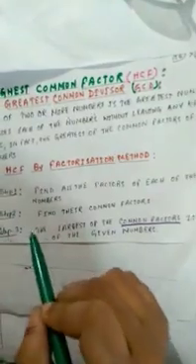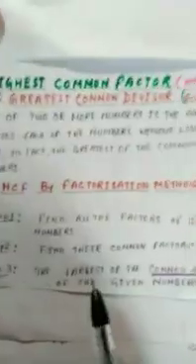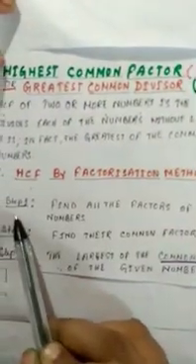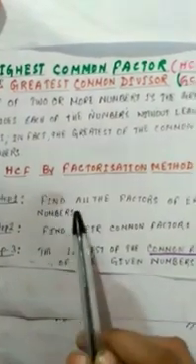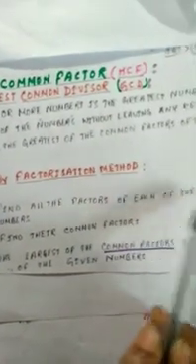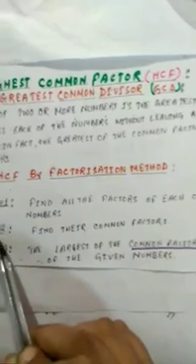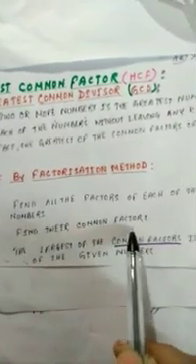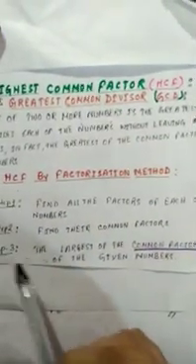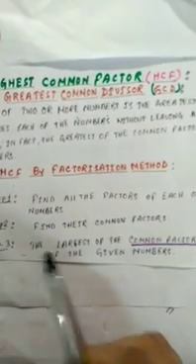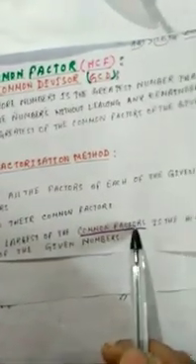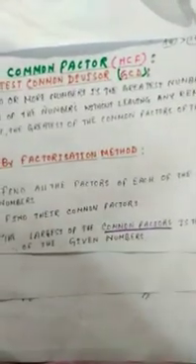Fine children, so there are some steps to finding out the HCF. Step 1, what we have to do in this method: find all the factors of each of the given numbers. Step 2, find their common factors. Then after that we have to find out the largest of the common factors, and the largest common factor is the HCF of the given numbers.